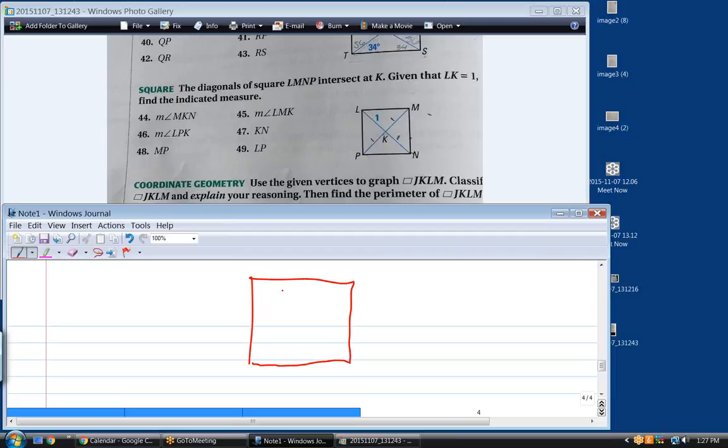Okay, and here's the hard one, LP. In other words, if that is the diagonal, and this is a 45, 45, and then 90. So what is LP? What is this side right here? Would the measurement be 1?